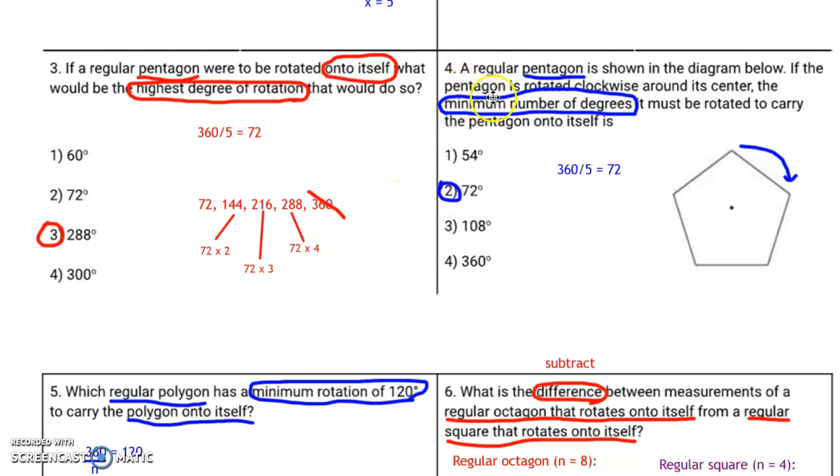In this case, it's asking for the minimum number of degrees again. Remember, the minimum degree of rotation formula is 360 divided by n. In this case, that's going to be 72. This is asking for minimum. This is asking for highest. That's why these answers are different.